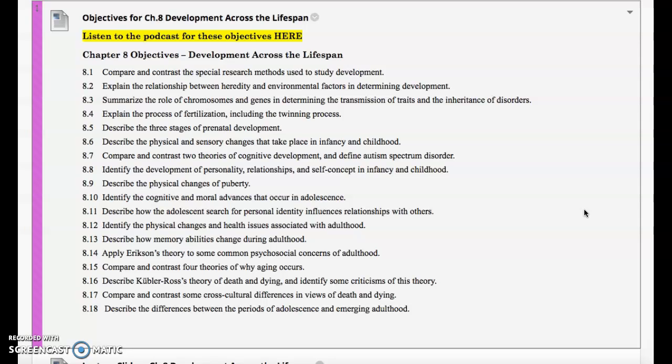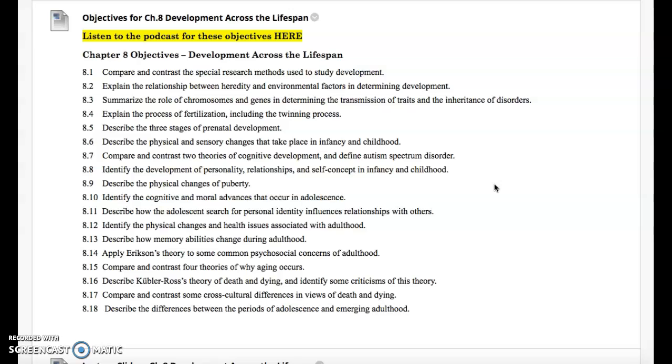And then describing differences between the periods of adolescence and emerging adulthood, which is a sort of a newer area where you're not quite an adult, but you're not quite an adolescent either. So we'll look at some differences there. And that pretty much sums up the objectives for Chapter 8.